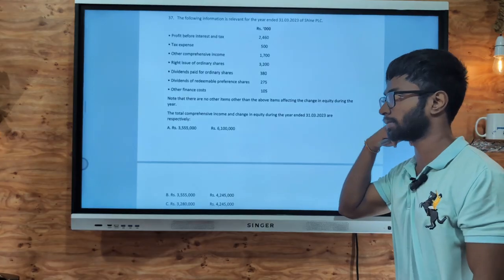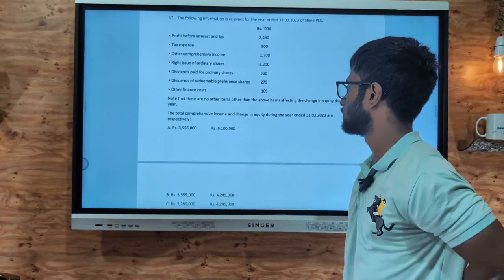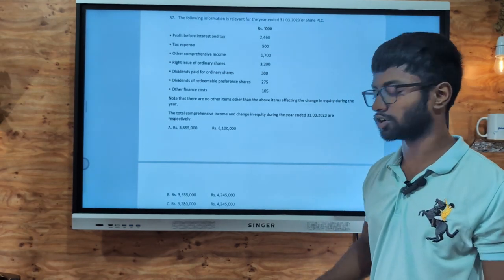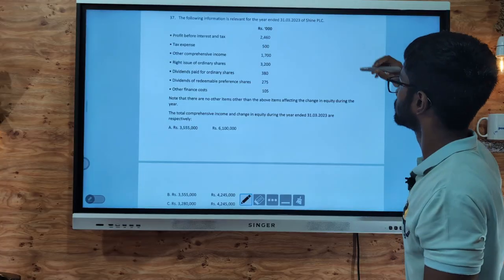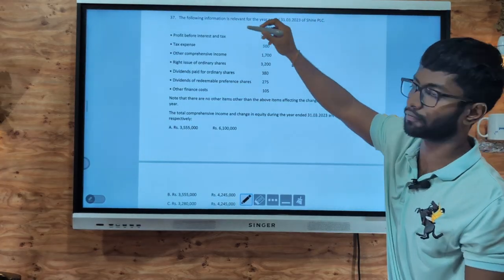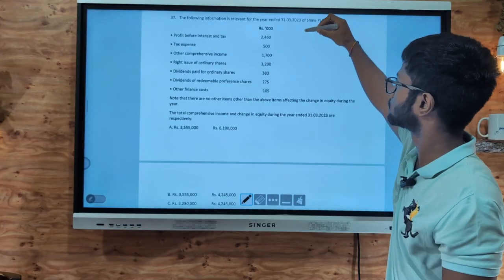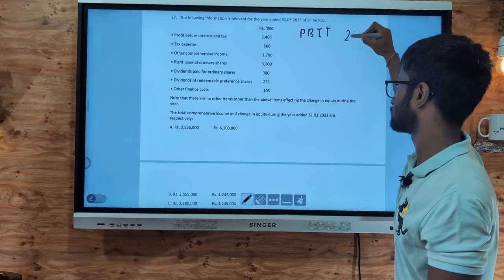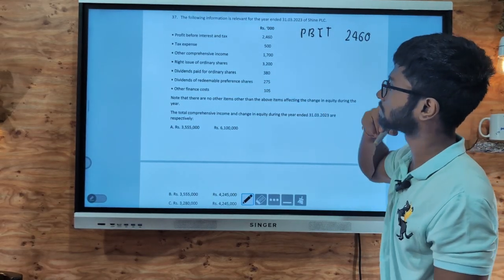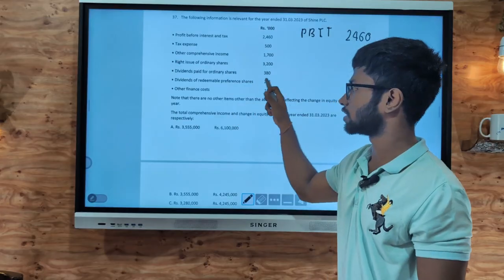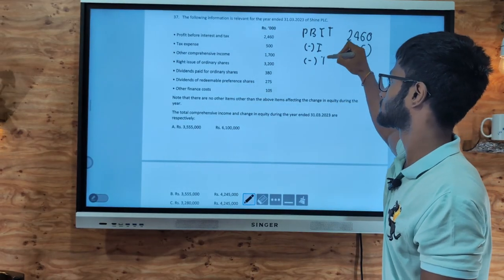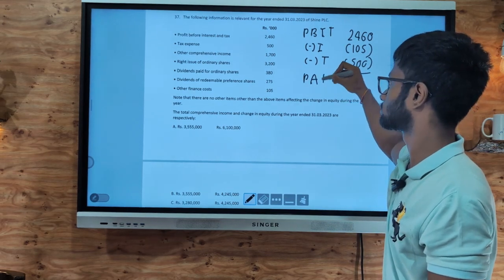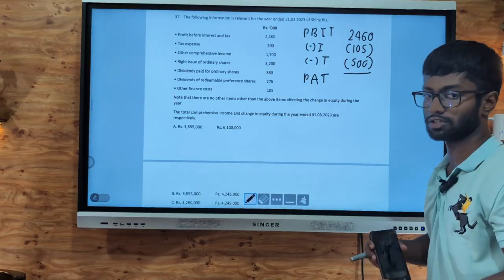So here we have to get the total comprehensive income and change in equity during the year. Total comprehensive income, you all know, is profit after tax, right? Now you have been given profit before interest and tax, which is 2,460. From that we deduct other finance cost, which is your interest. Then deduct the tax, which is 500. Then you get profit after tax.